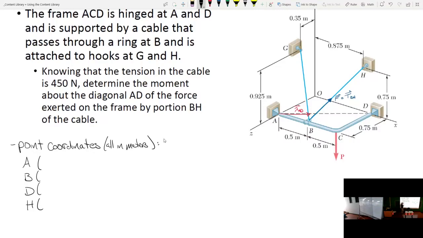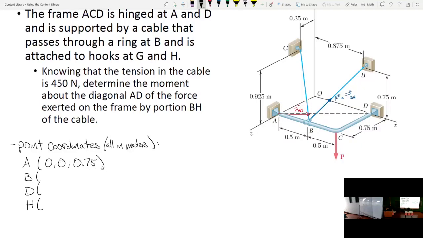So point A is right here. So it doesn't go anywhere along the X. It doesn't go anywhere along the Y. And as for the Z-axis, it's going out this way, and it's going out this much right here. So that's going to be 0, 0, 0.75. Does that make sense?